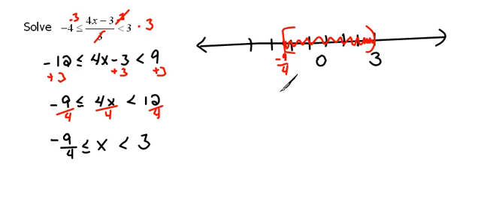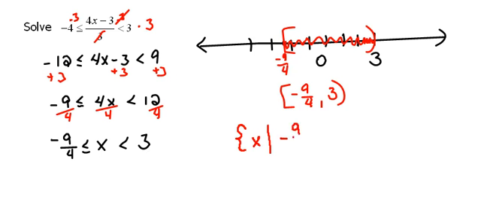For our interval notation, even though this has a fraction, we're just going to write it directly from our graph. So we would say bracket negative 9/4, comma 3, and then 3 had a parenthesis on it. To do set builder notation, we would write it directly from our answer. So this would be the set of all x's such that negative 9/4 is less than or equal to x is less than 3.